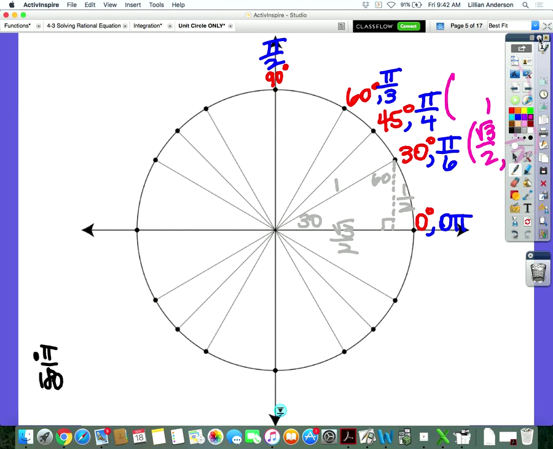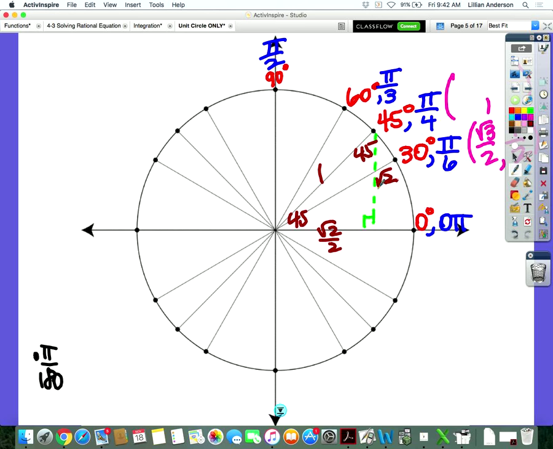45 degrees. If it's 45 degrees, what kind of triangle is created? 45-45-90. What's the hypotenuse? 1. Always. What are going to be the two legs? It's going to be square root 2 over 2.